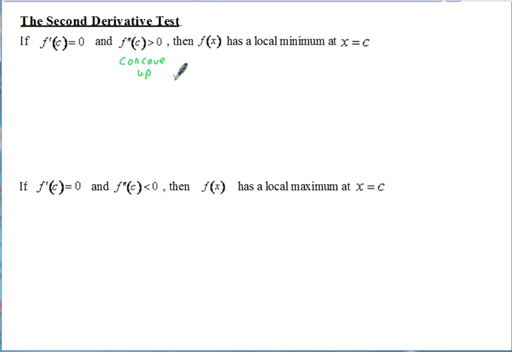Then what this would look like, first derivative is 0, so like right there, that would be the c value we're talking about. At that c value, it's concave up and has a slope of 0. You can see that would make this a local minimum at that specific value.